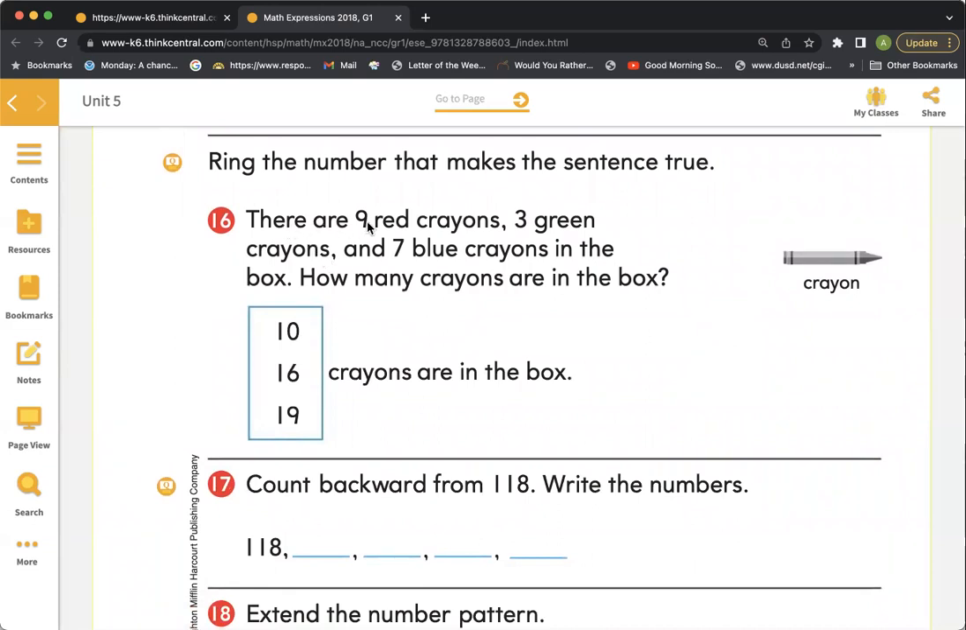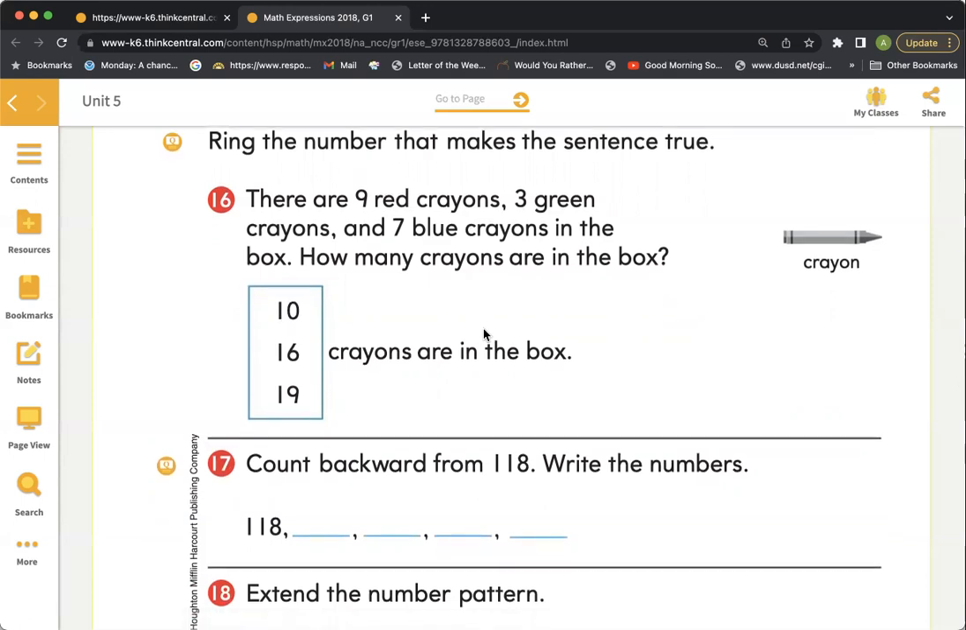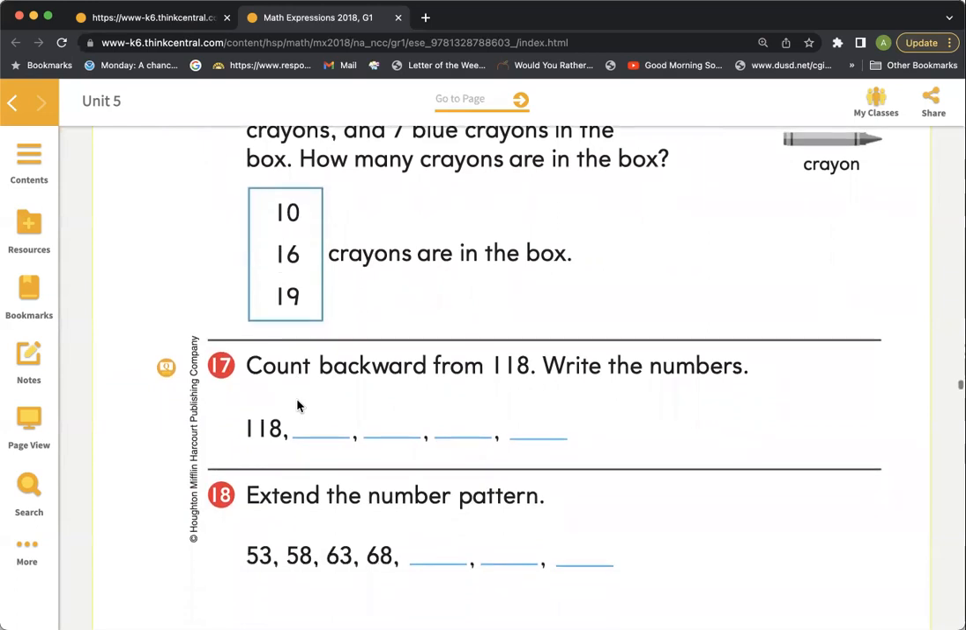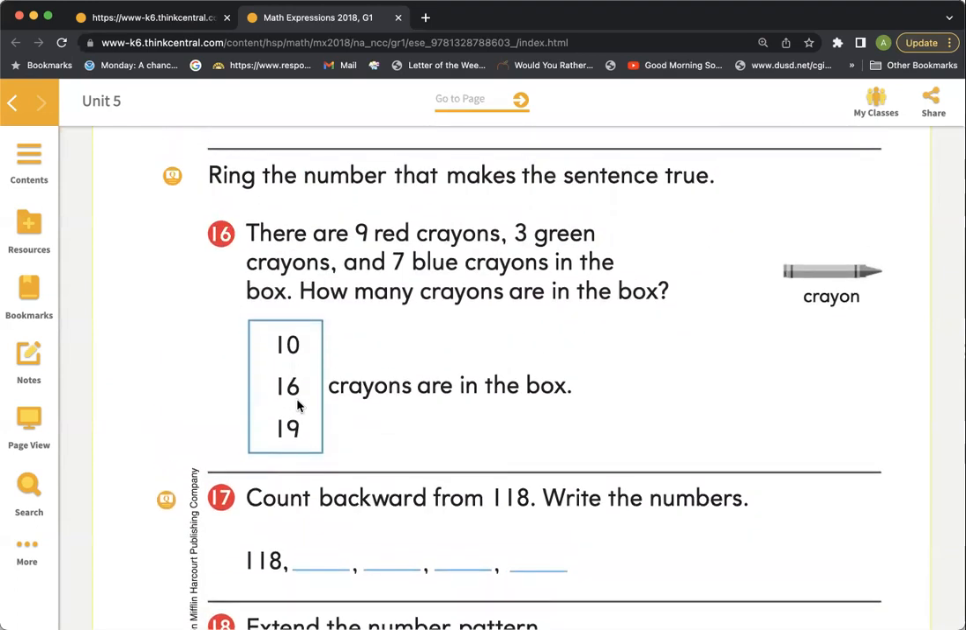Okay, problem 16. There are 9 red crayons, 3 green crayons, and 7 blue crayons in the box. How many crayons are in the box? All right, this is a 3 add-in problem. There are 9 red crayons, 3 green crayons, and 7 blue crayons in the box. How many crayons are in the box? Go ahead and write your equation over here if you need to. Remember, find those friends of 10. They help you. Once you have 10, it's always easy to add ones to a 10. So again, add them up, and your answer is either going to be 10, 16, or 19. Pause to solve. Press play when you're ready to begin.